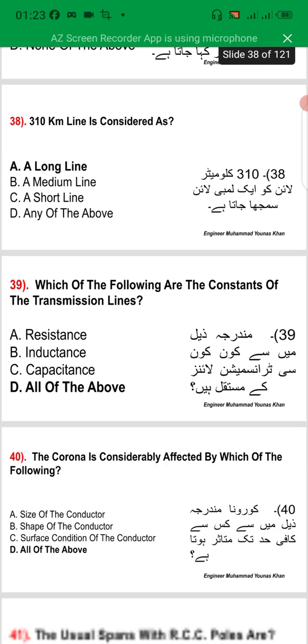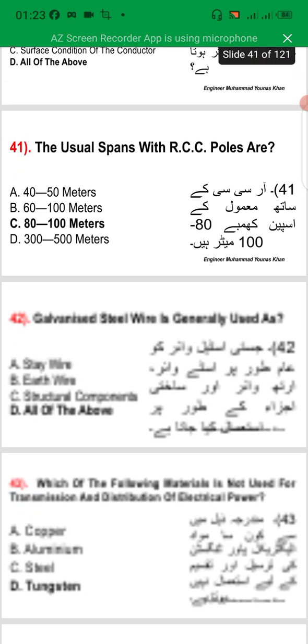A 310 kilometer line is considered as a long line. Which of the following are the constants of the transmission lines? Resistance, inductance, capacitance, all of the above. The corona is considerably affected by which of the following? Size of the conductor, shape of the conductor, surface condition of the conductor, all of the above.